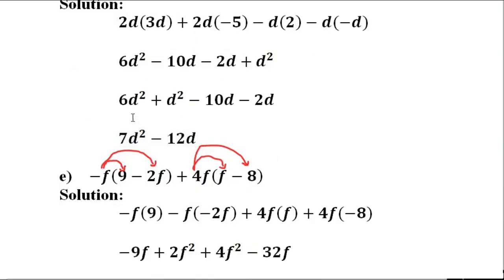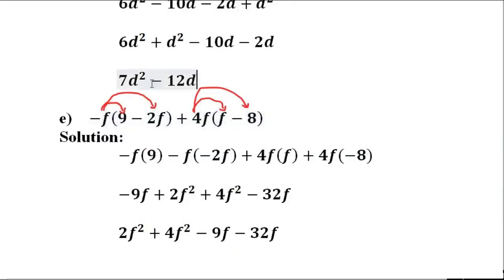Now positive 6d squared plus positive d squared gives us 7d squared, and negative 10d plus negative 2d gives us negative 12d. Now positive 7d squared and negative 12d is our simplified expression.